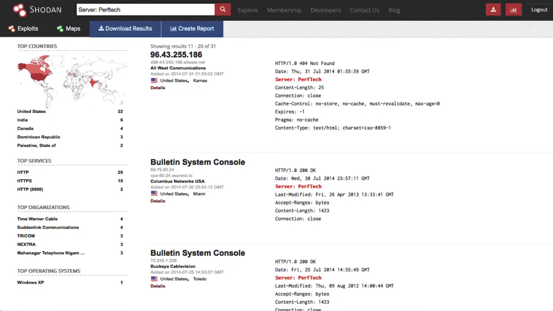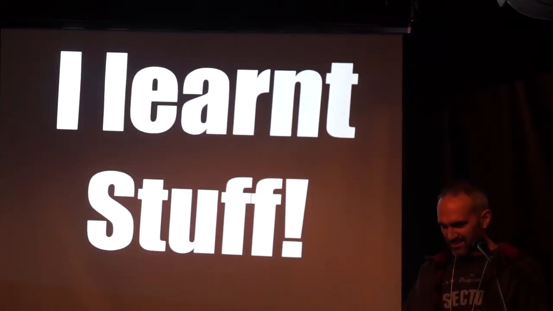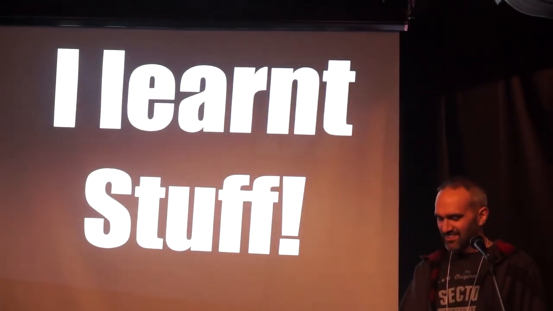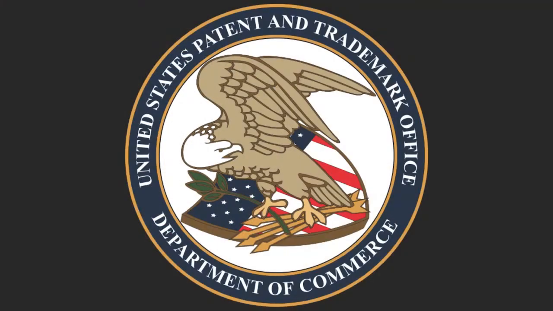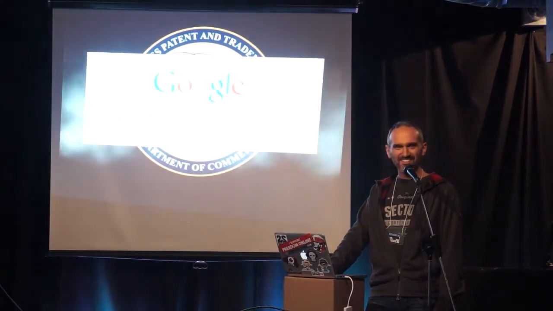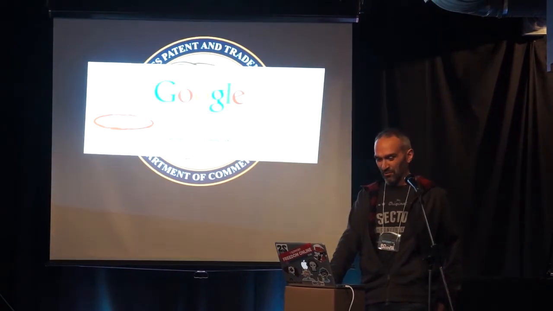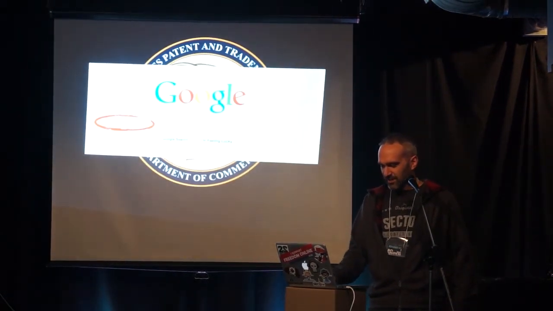Brilliant. So I learned some stuff doing this. Some stuff I didn't want to know. No, I learned some stuff. One thing I was shocked to learn was that the US Patent and Trademark Office is awesome, and I thought it was terrible. But the culture of everyone suing each other for intellectual property rights means everyone patents everything. And Google searches patents, which is also amazing. So I had a little look.